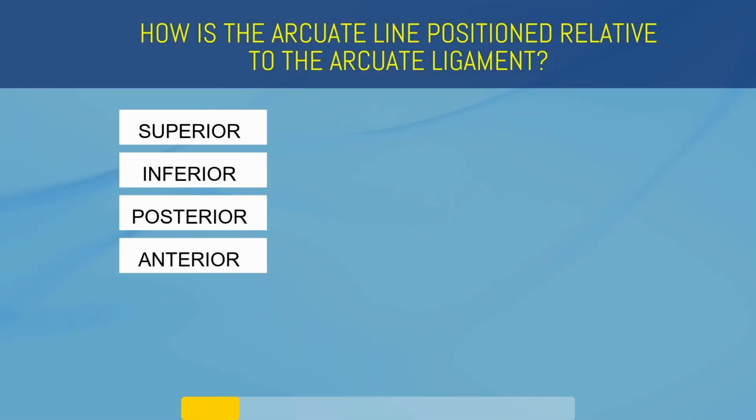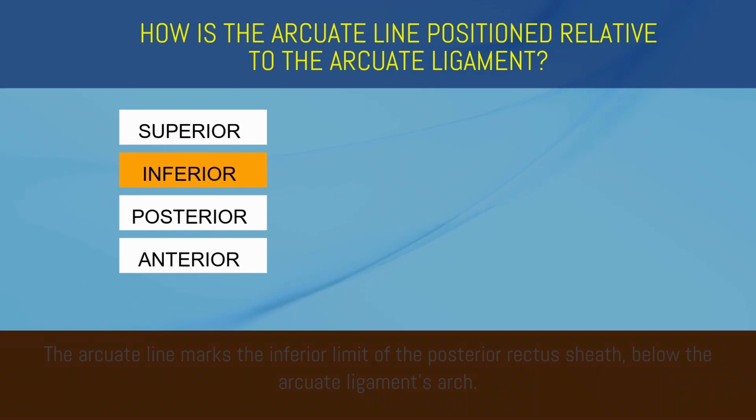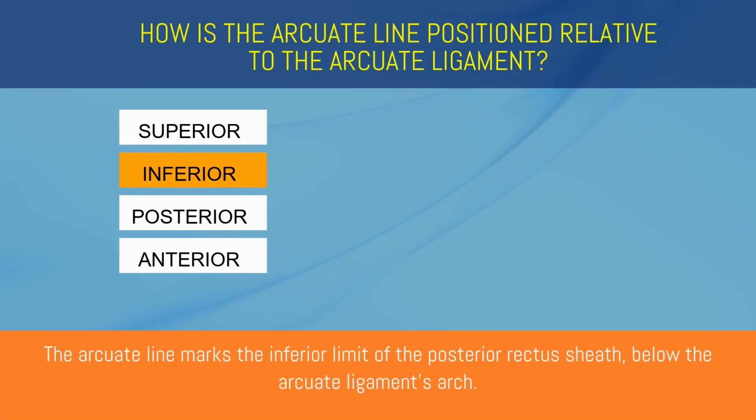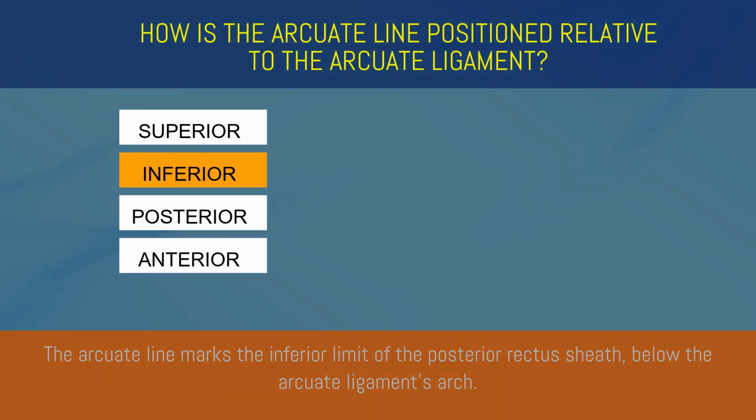How is the arcuate line positioned relative to the arcuate ligament? Superior, inferior, posterior, or anterior? Inferior. The arcuate line marks the inferior limit of the posterior rectus sheath below the arcuate ligament's arch.